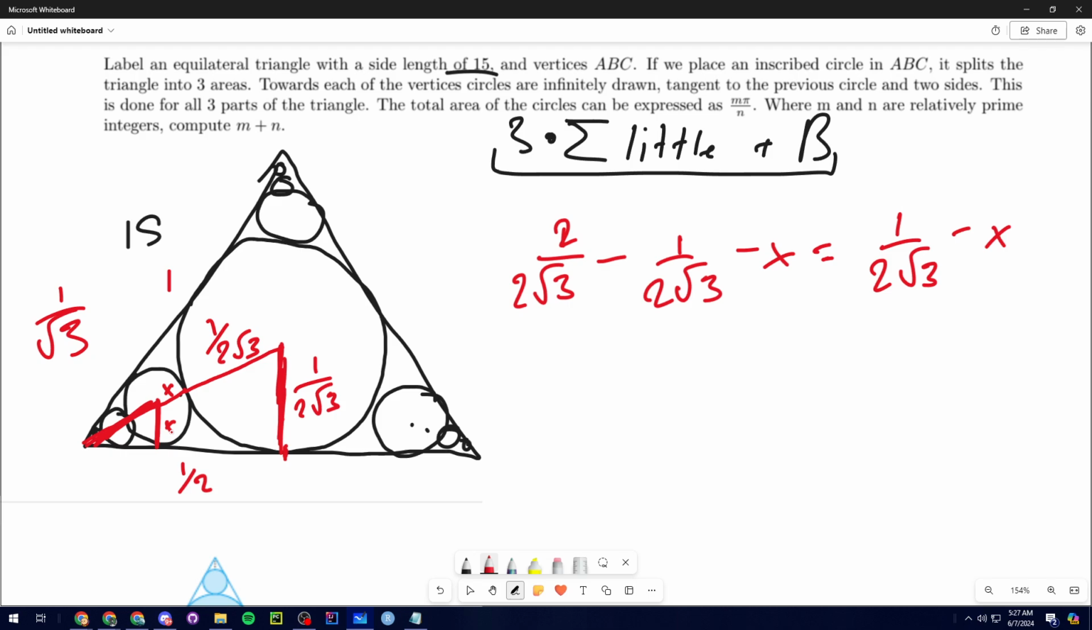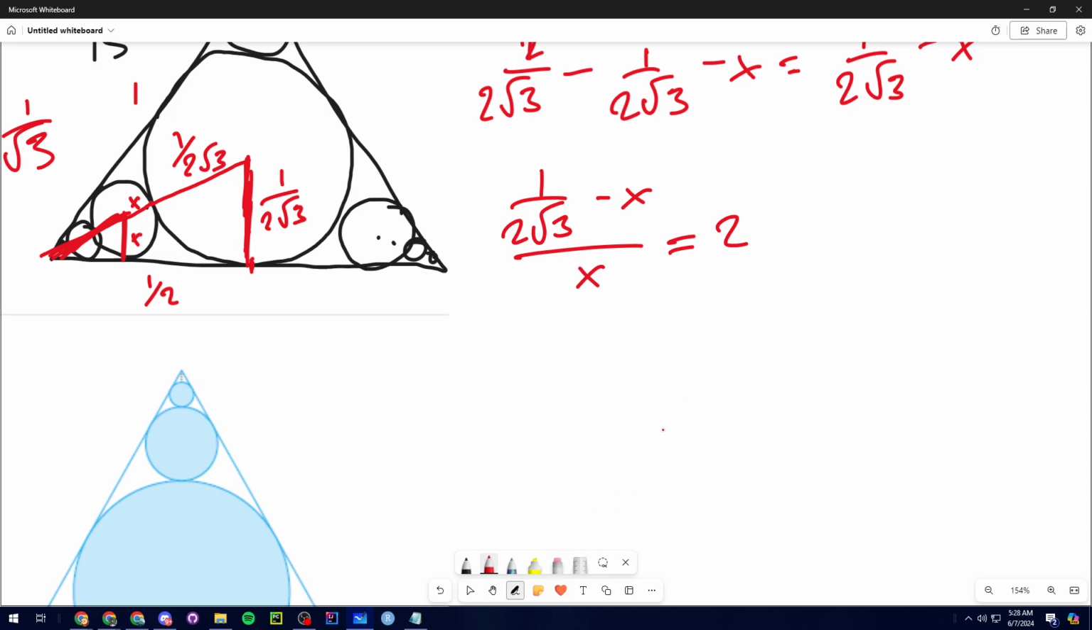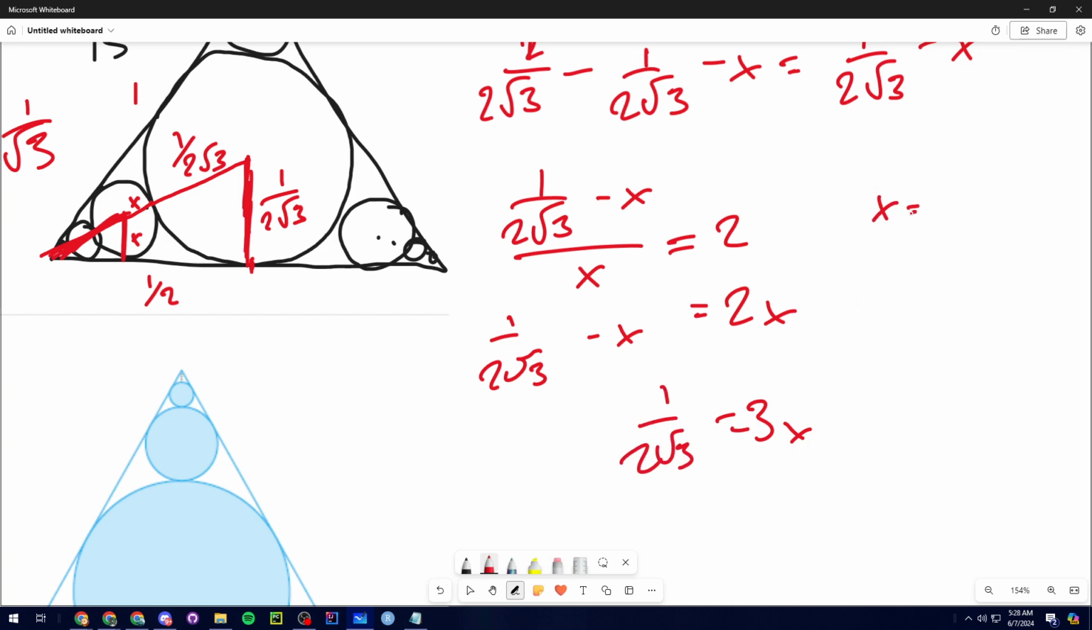Now, why did I do that? Because we want to solve for x. And we can do that because we have a ratio now. We know the side length of this, we know the side length of this, and we know that the ratio of them is 2. So the top one, 1 over 2 root 3 minus x, over x is equal to 2. And now we can solve for x. This is huge, and I'll show you why in a second. Because 2x is equal to 1 over 2 root 3 minus x. So 3x is equal to 1 over 2 root 3. So x is equal to 1 over 6 root 3.